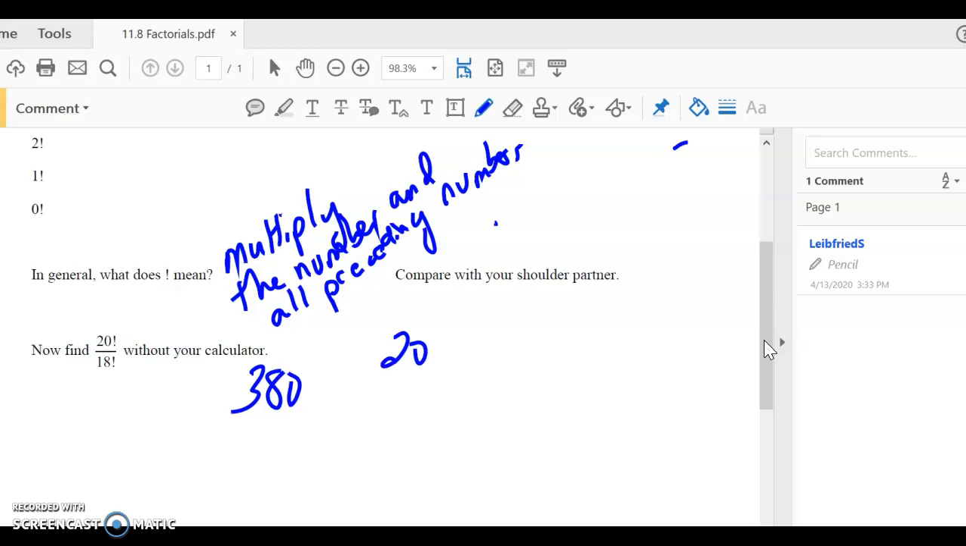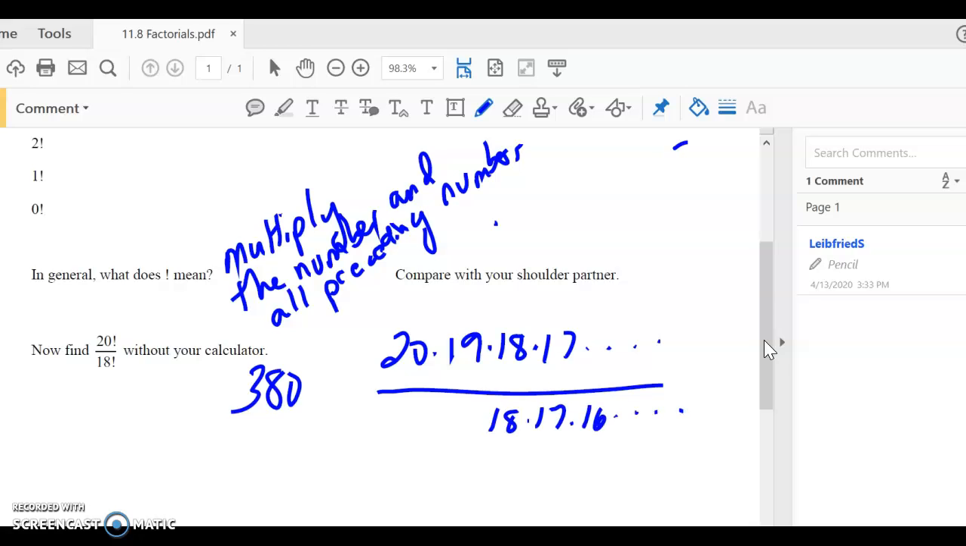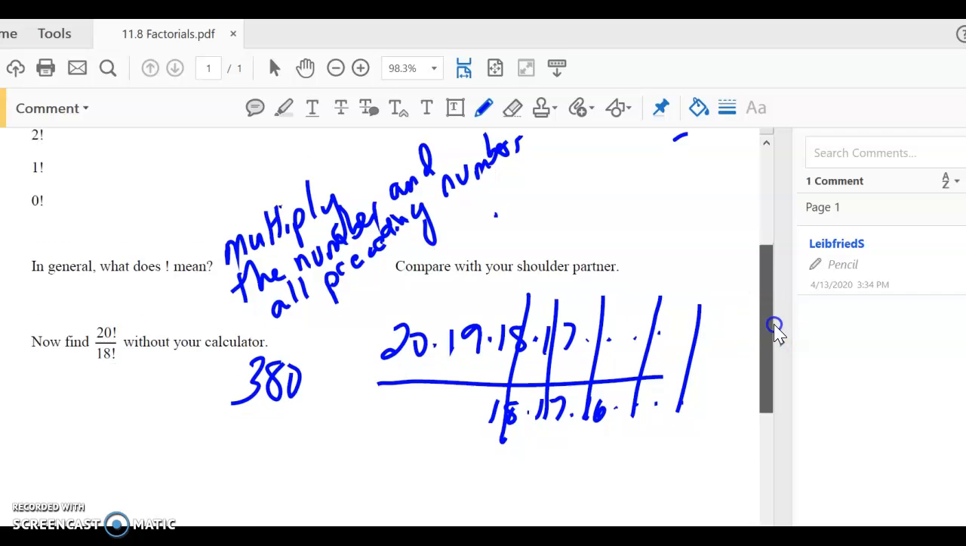Well, 20 times 19 times 18 times 17, etc. all over 18 factorial, which is 18 times 17 times 16 times etc. The factors of 18, 17, etc. all the way down to 1 would cancel out. So your answer would be 20 times 19.